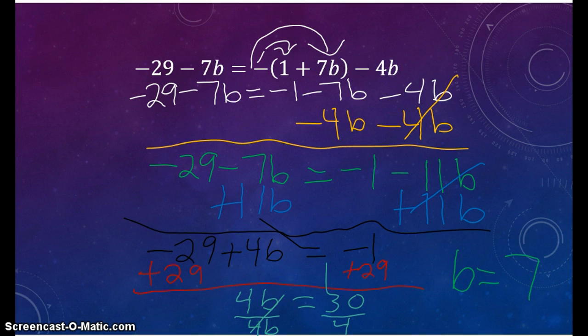Then I add 29 to a negative 1. Finally, I got 4b equals 20. I divide by b on both sides and get b equals 7.